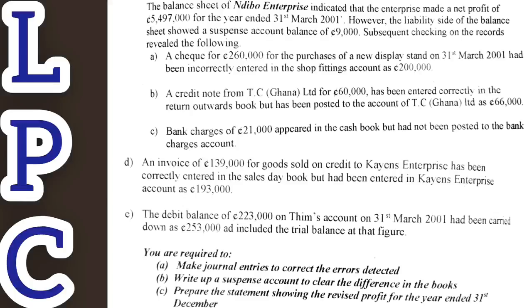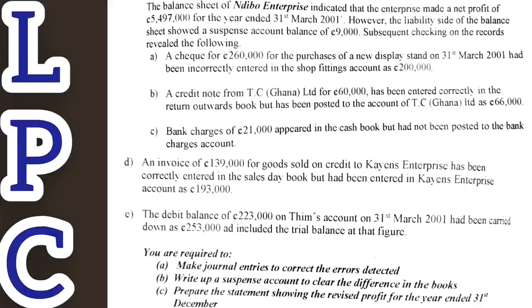B. They are saying that a credit note from TC Ghana Limited for 60,000 has been correctly entered in the return outward book, but has been posted to the account of TC Ghana Limited as 66,000. So here, there is one correct entry in the return outward book, but they failed to make a correct figure entry in the TC account. So what is happening? You're going to find a difference. The difference is what? 6,000. Right?